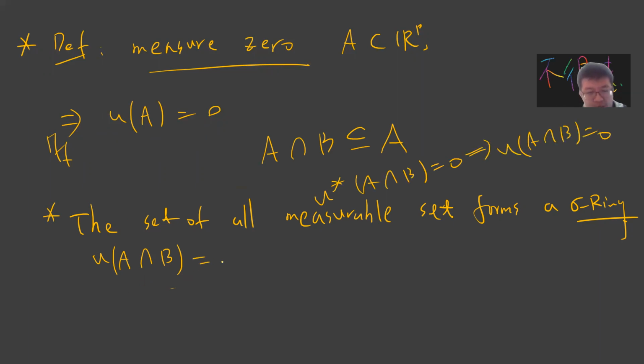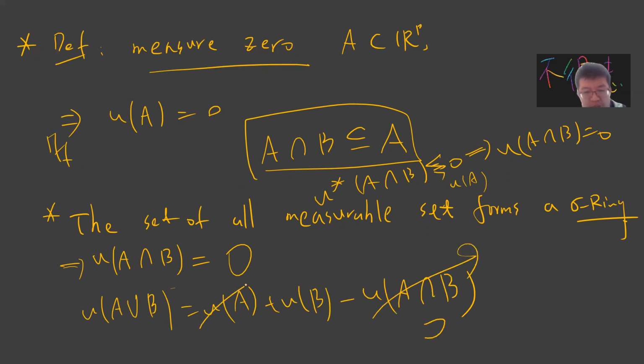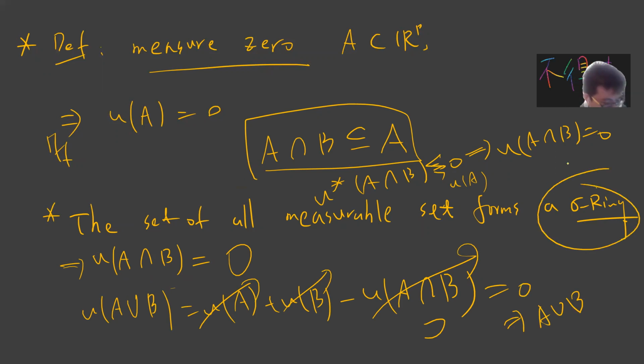Now this is zero, because this is zero, and then this is less than or equal to mu of A. From this you can easily get mu of A union B is mu A plus mu B minus mu of A intersection B, right? And this is zero, and these two are zeros. So A union B is also measure zero. Now we have proved that it forms a sigma ring.